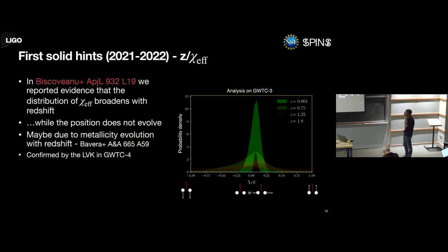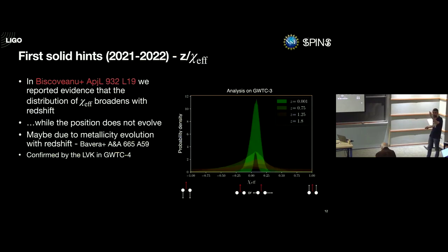Another paper used a linearly correlated model for chi effective and the redshift. This was led by a former student of mine, Silvia Biscoveno. And in that paper, we found basically that the astrophysical distribution of chi-effective broadens with redshift while it stays centered roughly around 0.